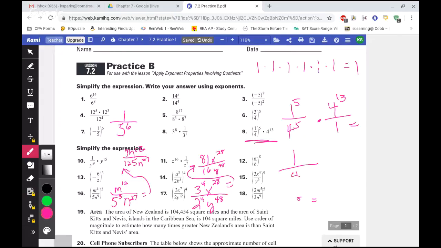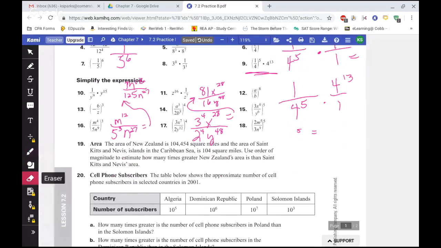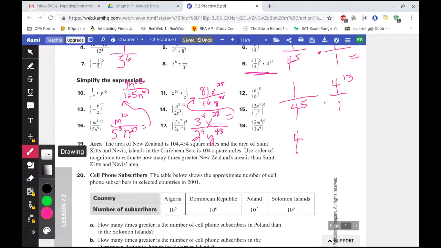And then 4 to the 5th times 4 to the 13th over 1. So then the next step, I'm going to multiply 1 times 4 to the 13th and 4 to the 5th times 1. And now I just use my quotient property, and my final answer is 4 to the 8th. Same thing on number 8. If I put this over 1, I'm going to have 3 to the 8th over 3 to the 1st, which equals 3 to the 7th.